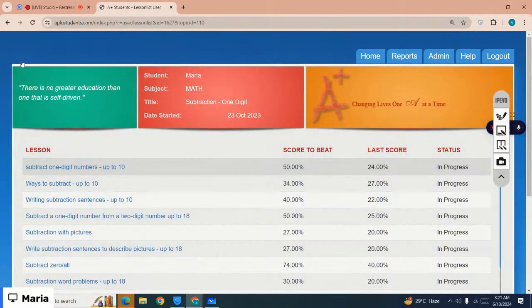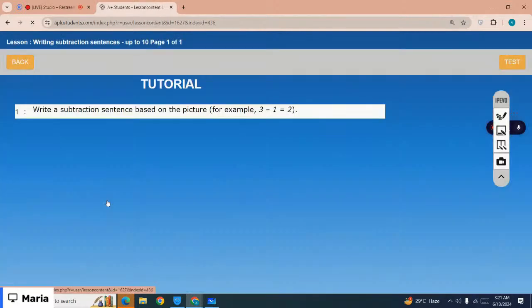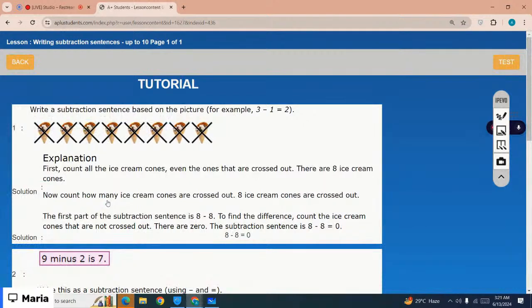The next one is writing subtraction sentences up to 10. Let's just start with the lesson. Write a subtraction sentence based on the picture. So you have to understand the picture and then write down the subtraction sentence. So you have 1, 2, 3, 4, 5, 6, 7, 8, 8 ice creams here, right? And all of them are crossed. So that means the sentence for this one is 8 minus 8 equals 0.